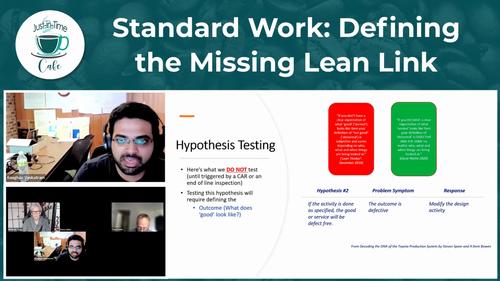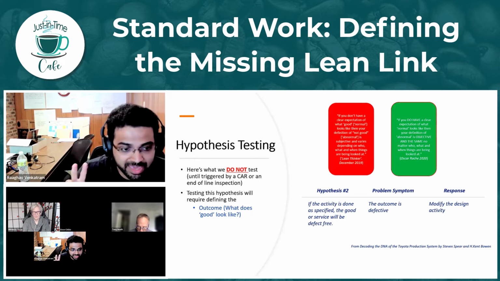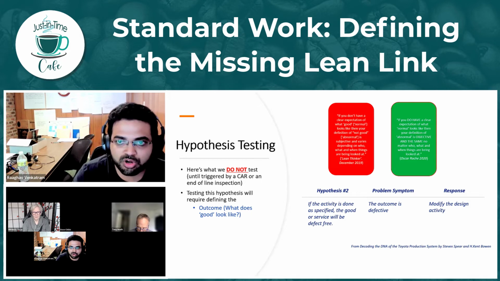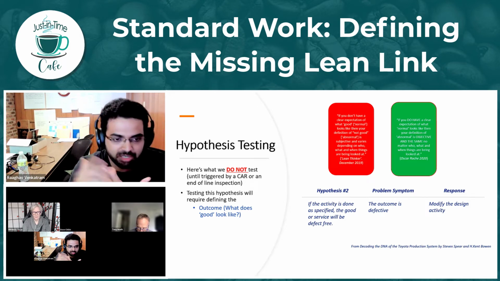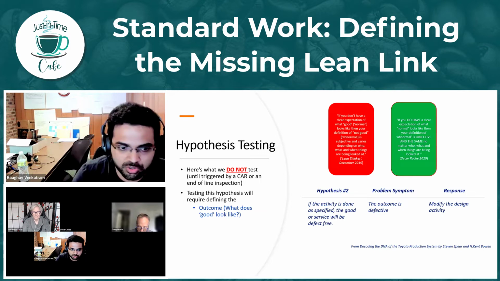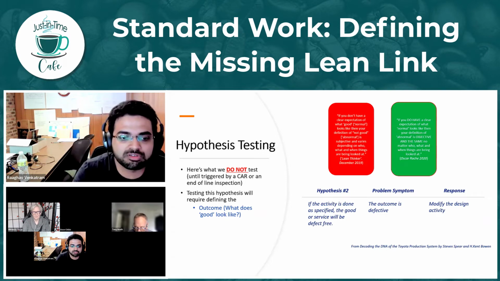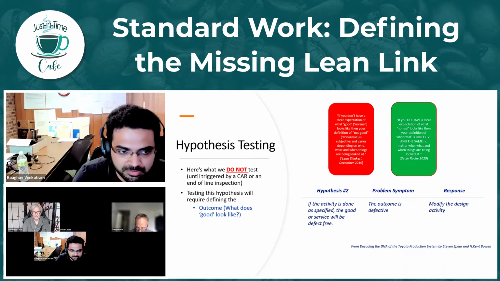If you do have a clear expectation of what normal looks like, then your definition of abnormal, or the gap, is also objective and the same no matter who, what, and when things are being looked at. And that comes from my friend, Oscar Roche, who actually introduced me to this concept of defining work standards.